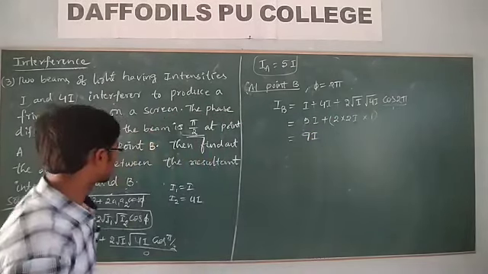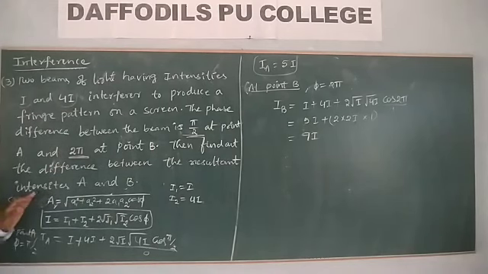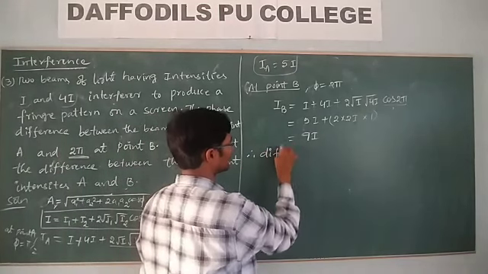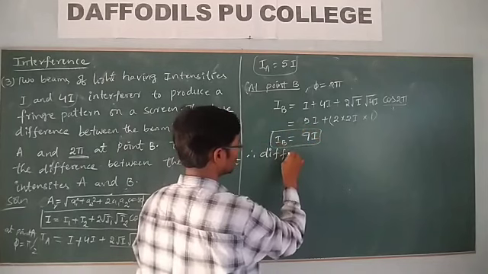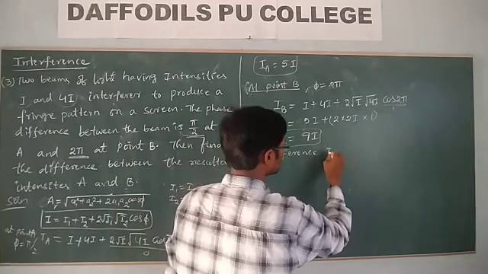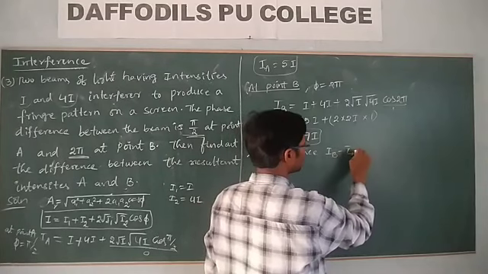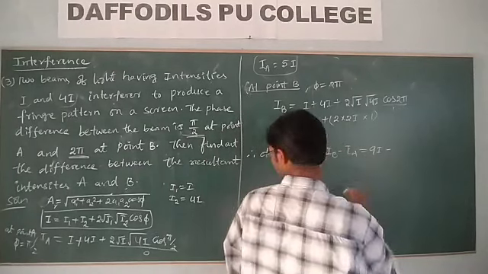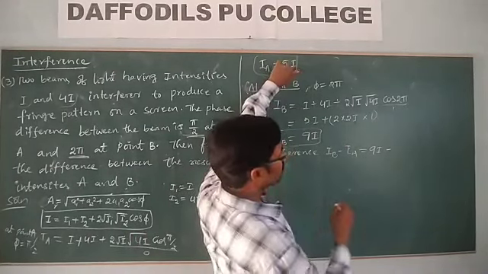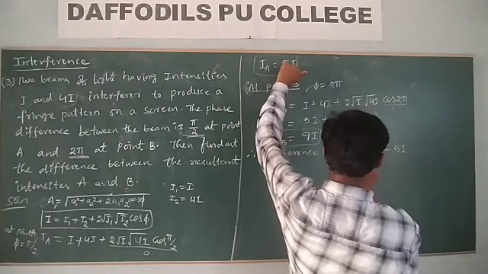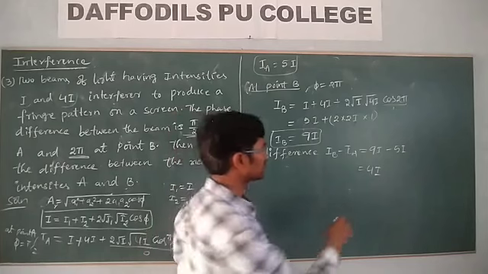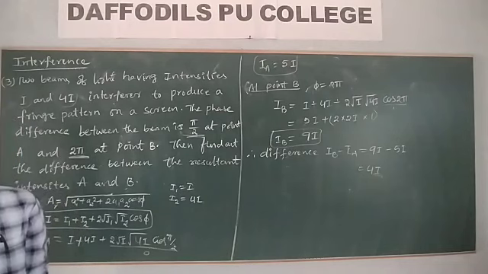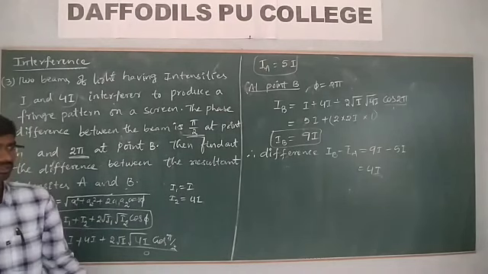But what are they asking? Find the difference between the resultant intensities of A and B. Therefore, the difference of resultant intensities: IB minus IA is equal to 9I minus IA, which is 5I, that is equal to 4I. This is the difference of the resultant intensity of the two waves at points B and A.